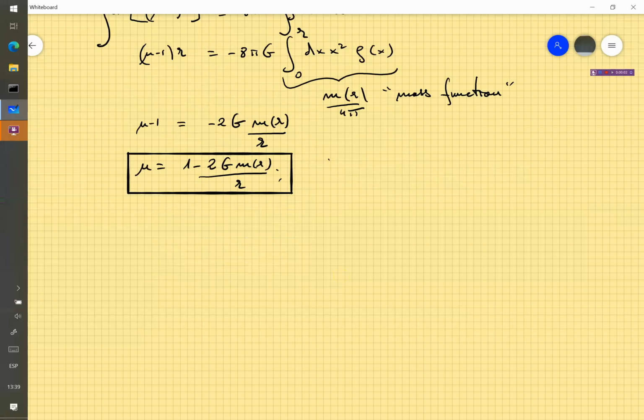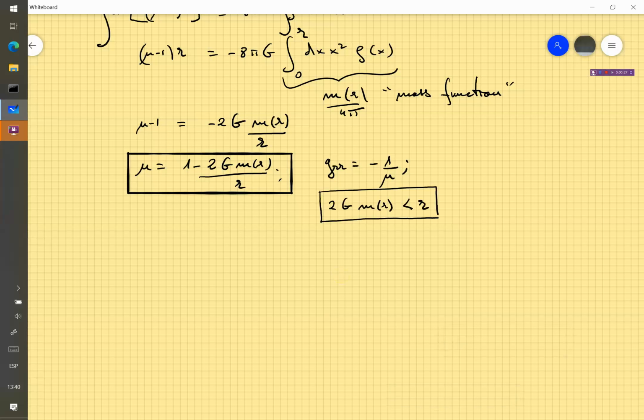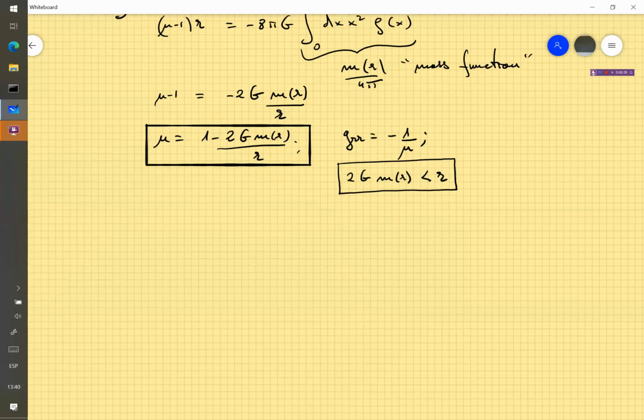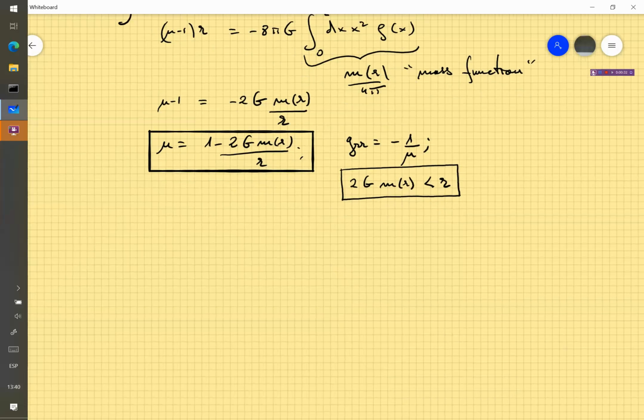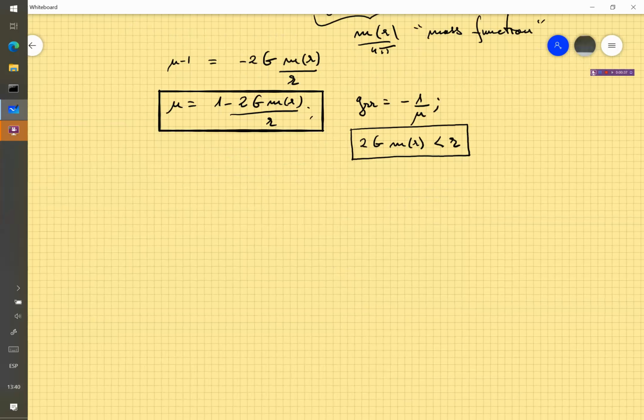Now observe that GRR was given by 1 over mu, and GRR has to be negative, so mu has to be positive and finite, which means that mu has to be different from 0. In total, this implies that 2gm of r has to be always smaller than r. This is a consistency condition that this mass function has to satisfy. Basically, it has to grow slower than r.